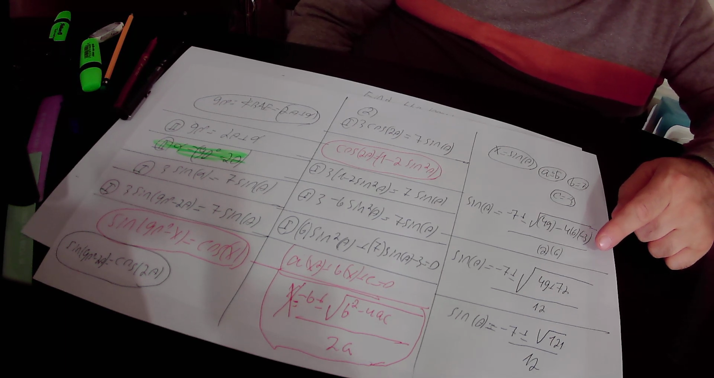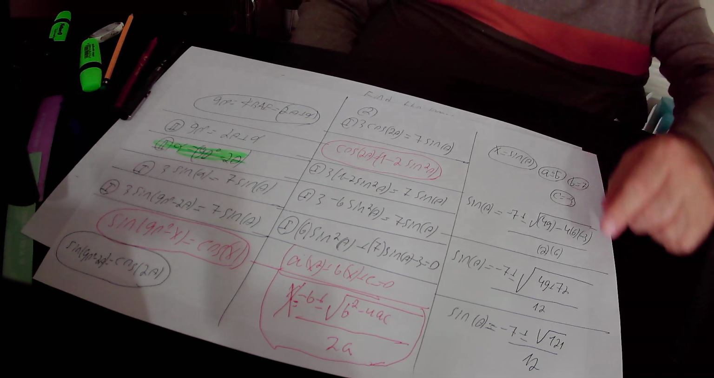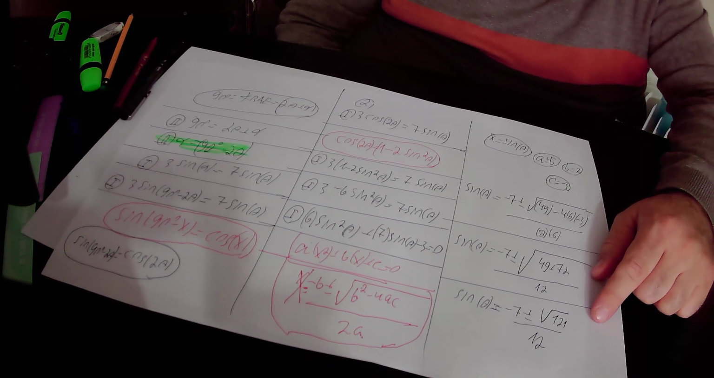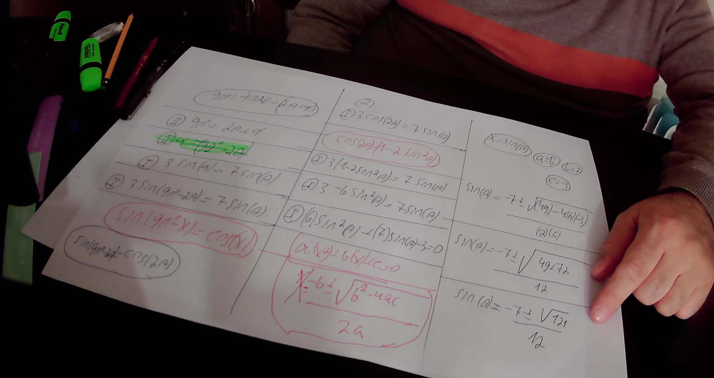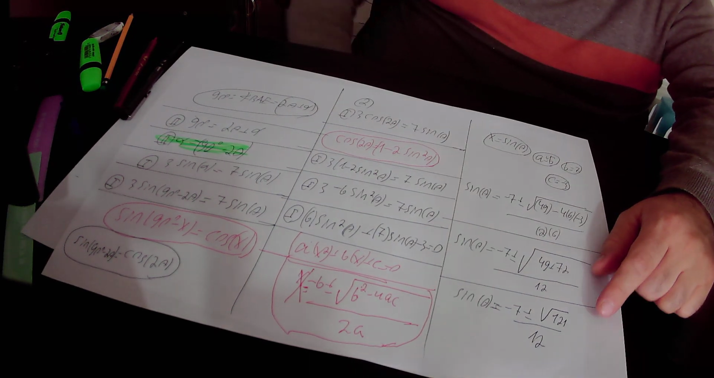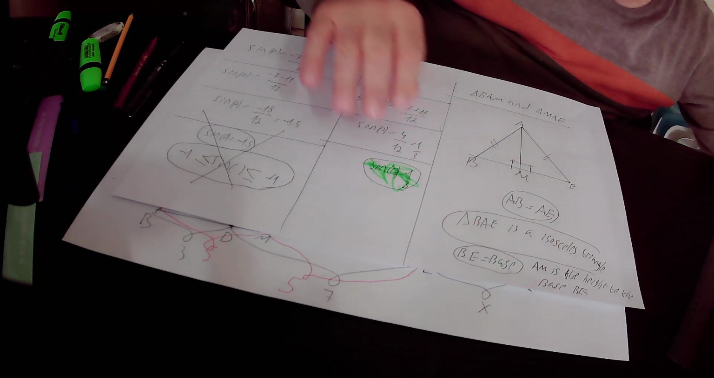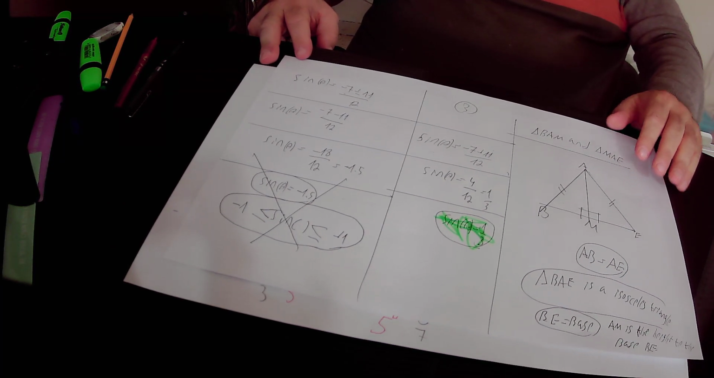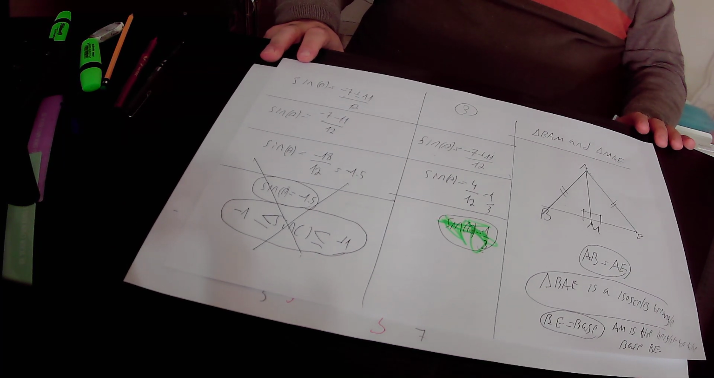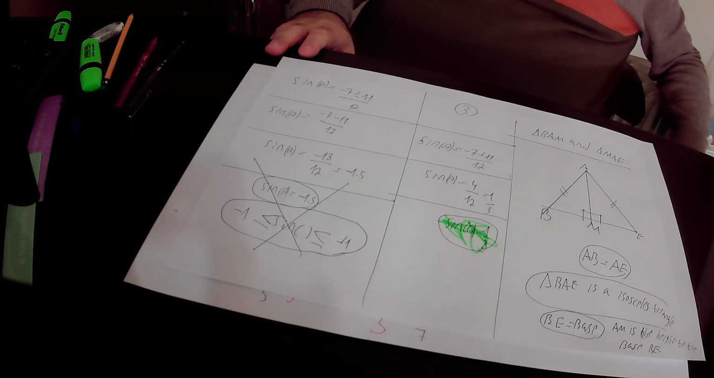over 12, and 49 plus 72 is 121. So in conclusion, we found that sine theta equals minus 7 plus or minus the square root of 121 over 12. And the square root of 121 is 11. So in conclusion, we found that sine theta equals minus 7 plus or minus 11 over 12.